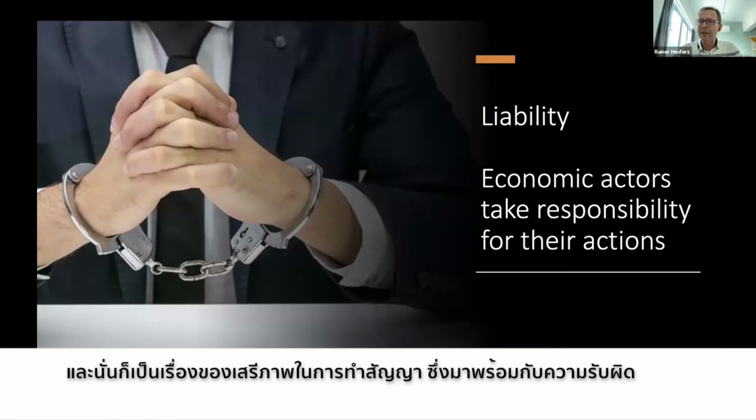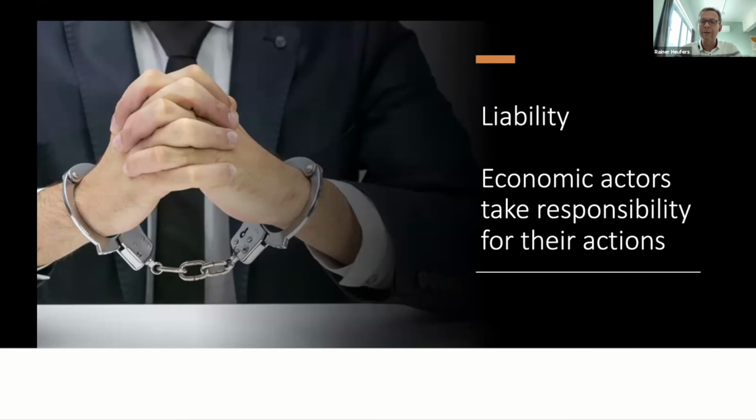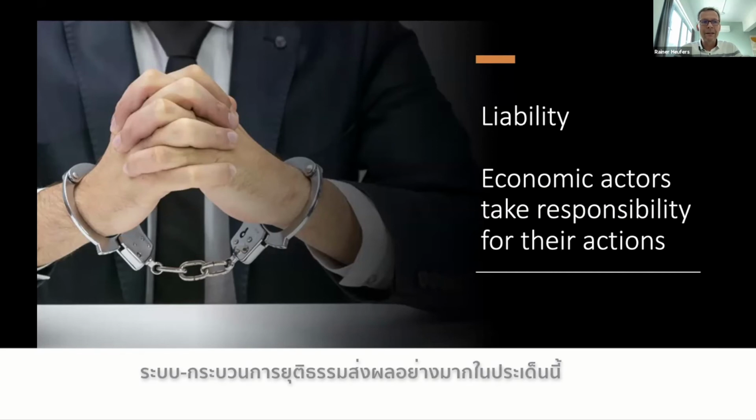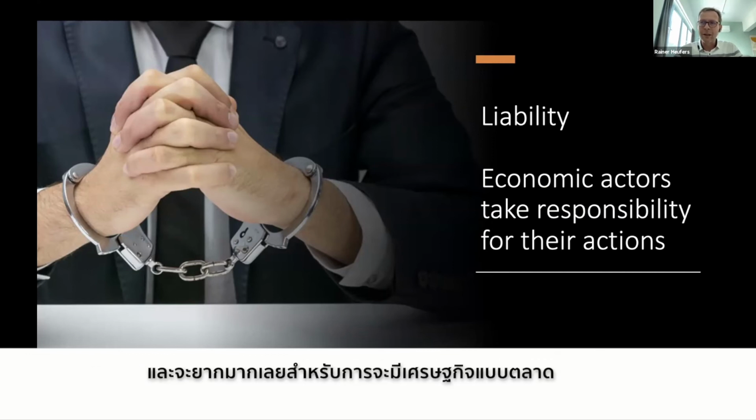Now, with this must come liability. If you sign a contract, you've got to be liable, and you've got to take responsibility for what you did. That's an important element. And again, the judicial system plays a large role here. Contracts need to be enforced. If you don't have the rule of law, a contract is nothing but a piece of paper, and it's very difficult to have a market economy.